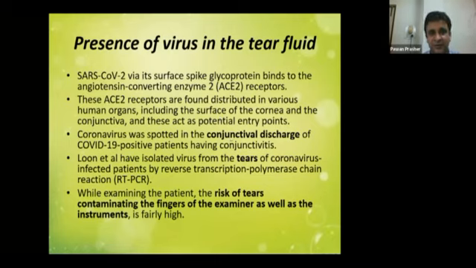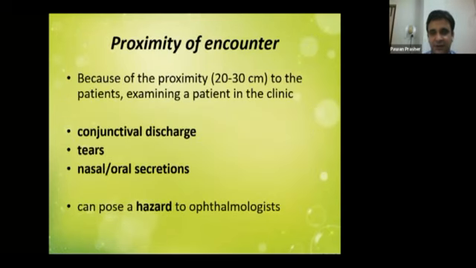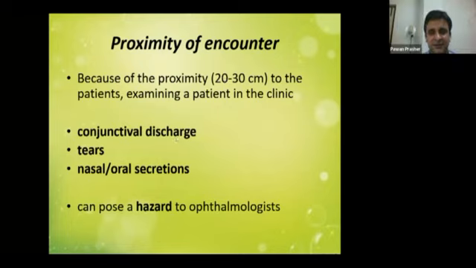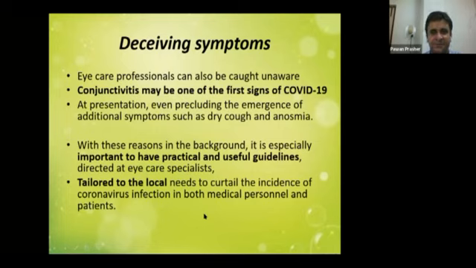And the coronavirus has been extracted from conjunctival discharge and from the tears. So while examining the patient, the risk of tears contaminating the fingers of the examiner as well as the instrument is fairly high, and we need to be cautious about it. Second, proximity of encounter. While examining the patient, we go very close to the patient. Even on the slit lamp, we are very close, like 20 to 30 centimeters, and there is a risk of coming in contact with conjunctival discharge, tears, nasal or oral secretion if the patient is sneezing or coughing, and this can pose a hazard to the ophthalmologist.